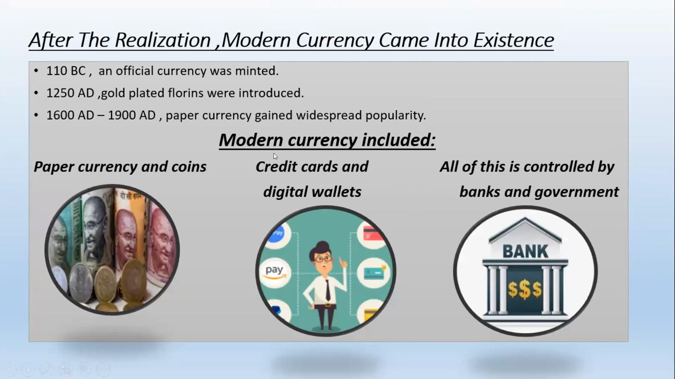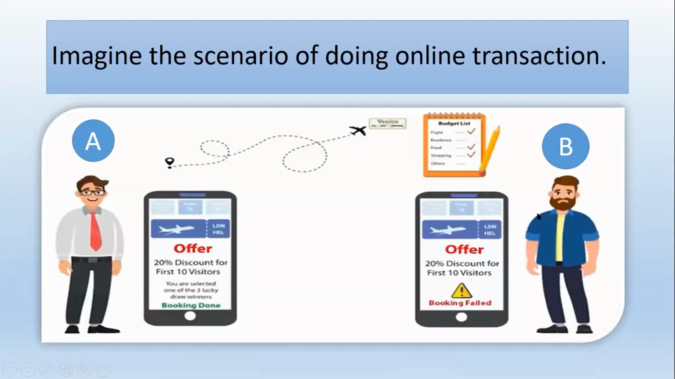Modern currency includes paper currency and coins, credit cards, and digital wallets like GPay, PhonePe, Amazon Pay, and so on. All of these were controlled by the banks and governments. This means that there was a centralized regulatory authority that limited how credit cards and paper currency work, which we call a centralized system.